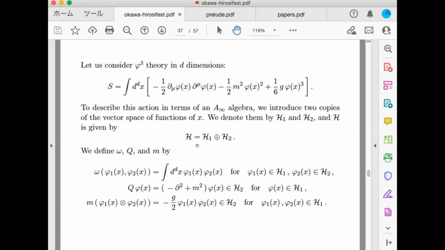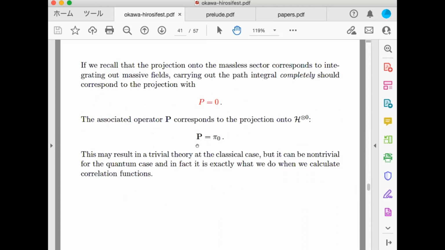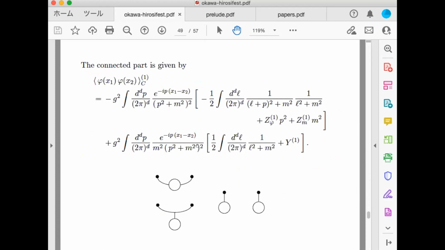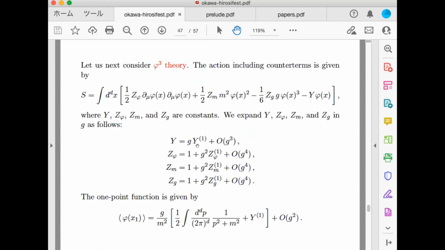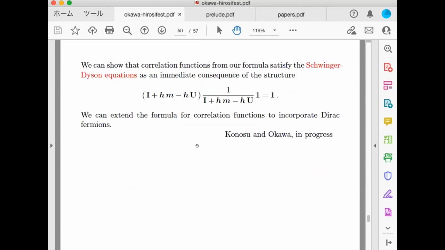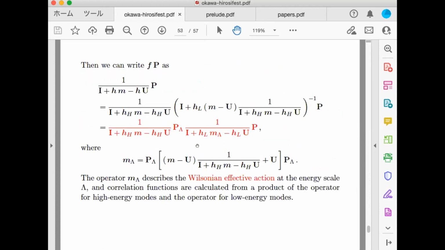That part is not applicable. But for example, when I try to prove this identity, I am not able to prove it in general cases. So this identity, although it looks rather general, is only applicable to scalar field theory. Yeah, but I think there's a way. We haven't been able to prove it in the general case, but I think it should be the case.